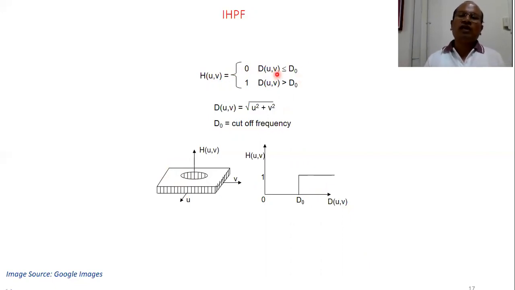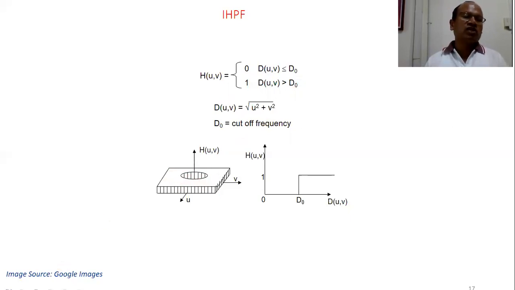When D(u,v) is less than or equal to D0, the transfer function magnitude is 0. When it is greater than D0, it is equal to 1. So how do you calculate this distance? We have already discussed in our previous lecture, square root of u square plus v square, assuming that the center is at 0, 0. And if you see this interesting diagram, look at here, it is rejected, and this is the white spot where the signal is allowed.